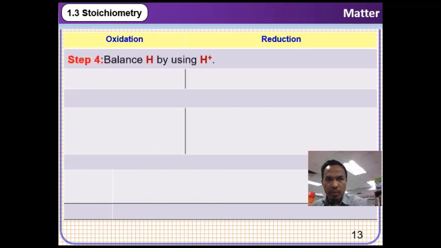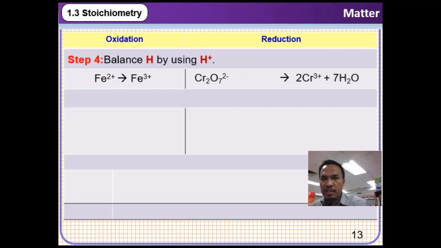Next, we need to balance the hydrogen atoms by using H+. We look at both half equations for oxidation and reduction. We look at the half equation for oxidation first. Iron 2+ becomes iron 3+. There is no hydrogen atom here. We go to the half equation for reduction. There are 14 hydrogen atoms here. So we need to add here 14 H+.